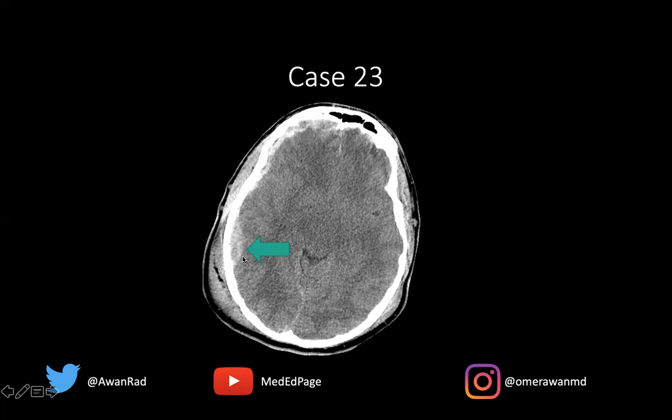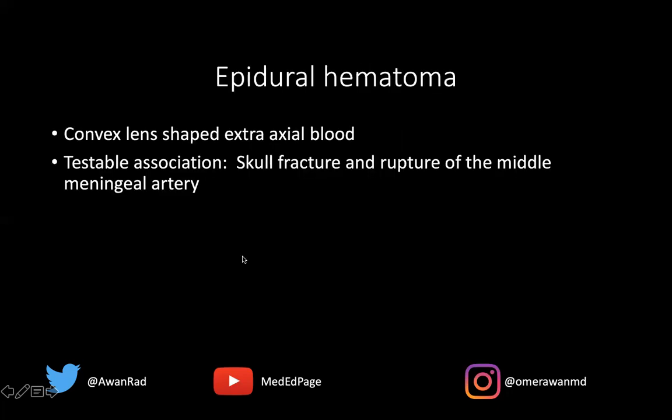But I want to show you this epidural hematoma because this is associated with skull fractures, which is testable, and also rupture of the middle meningeal artery, right? So very testable associations for an epidural hematoma, which is convex and lens-shaped, as opposed to crescent shape, which is seen in a subdural hematoma.